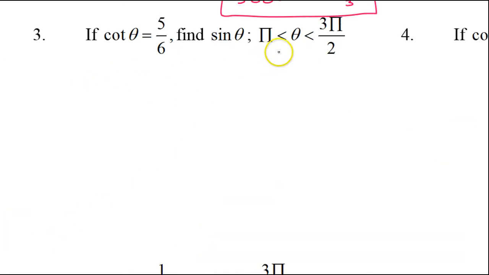So in problem number 3, the angle is between pi and 3 pi over 2. That is the third quadrant. So let's get that picture going. All right, this would be the third quadrant over here.